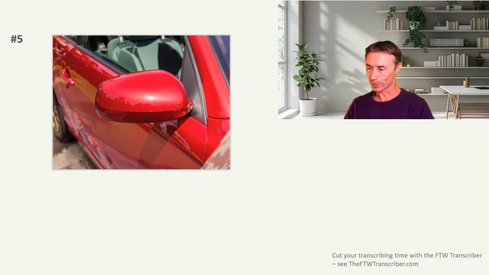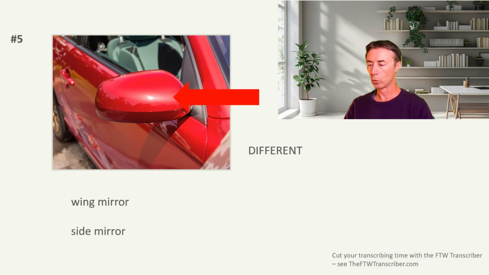Number five, that thing on the side of the car. Same word in Britain and America, or different? Different. What are those words? Wing mirror and side mirror. Which one's British, which one's American? Wing mirror is British, side mirror American.